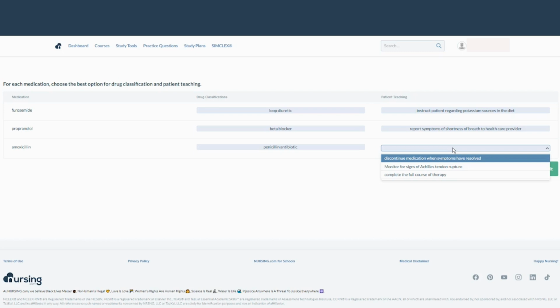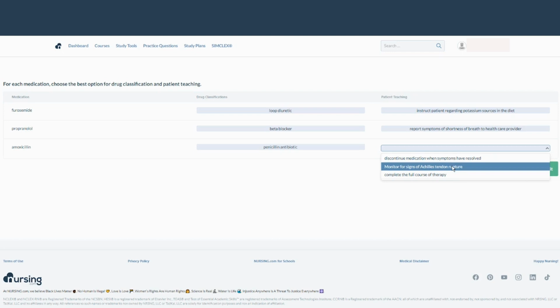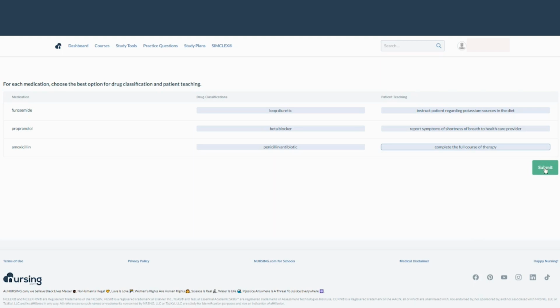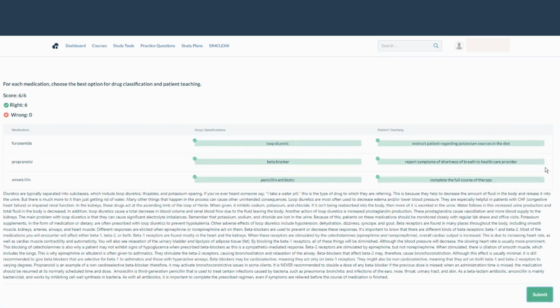Monitor for signs of an Achilles tendon rupture. That happens usually with quinolones like Levaquin. Would I complete the full course of therapy? Well, I would. We know our doctors want us to finish our antibiotics. We'll submit that. Boom, 6 out of 6 points. Awesome. If you've missed one, of course, you would get partial.